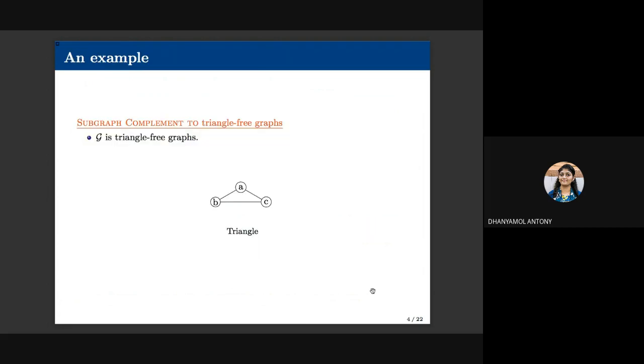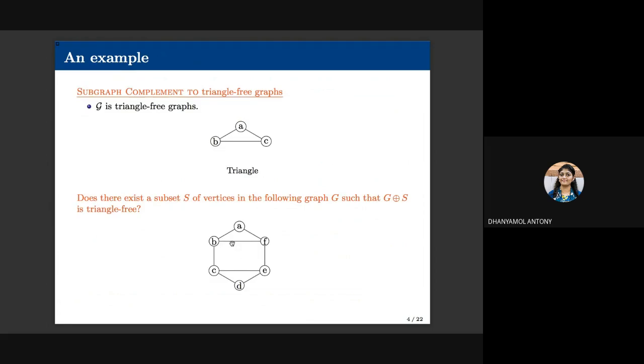Consider an example, subgraph complement to triangle-free graphs. Here consider this graph G and the question is, does there exist a subset of vertices S in this graph G such that G⊕S is triangle free? Now consider the set of vertices V, C, E and F and taking the complement of the subgraph induced by this set of vertices results with this graph and it is triangle free.